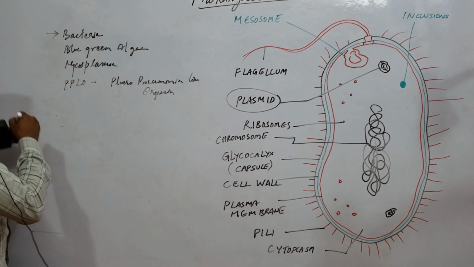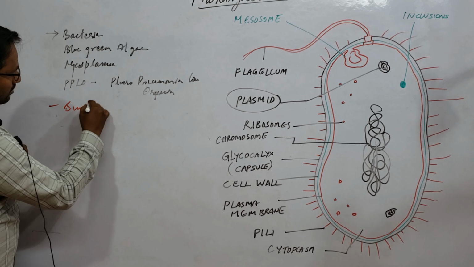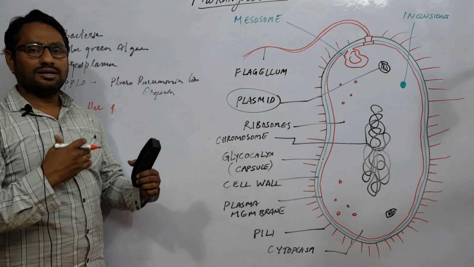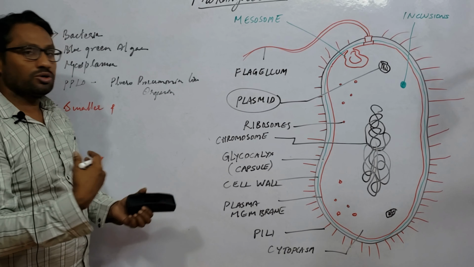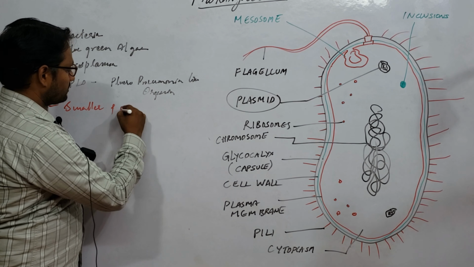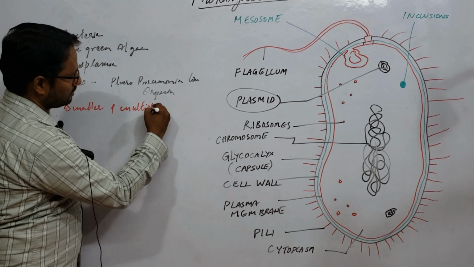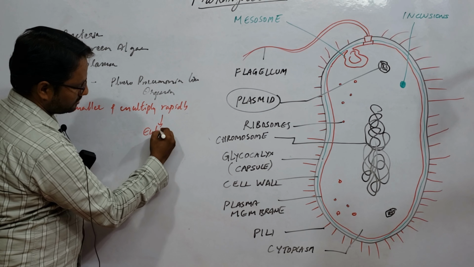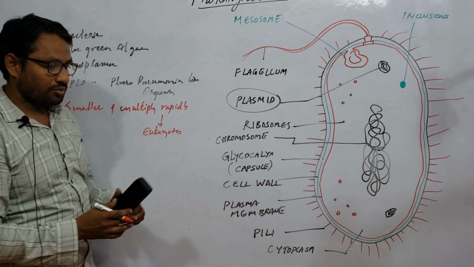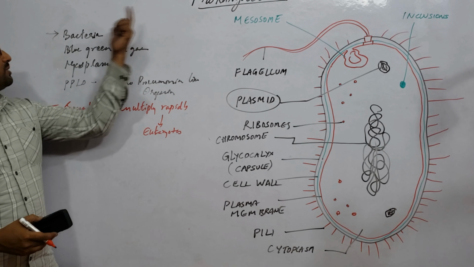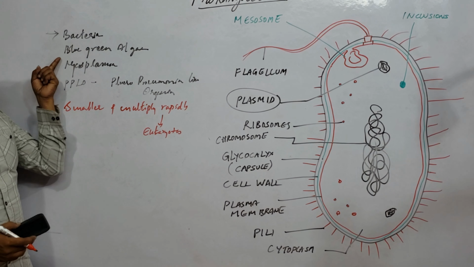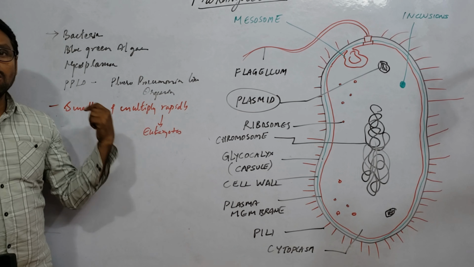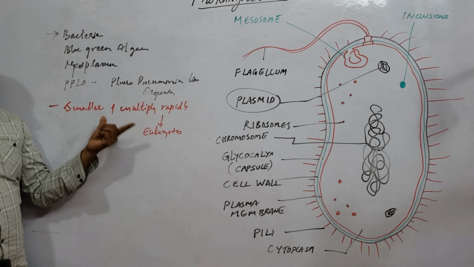They are smaller and multiply rapidly, meaning they multiply into cells more rapidly compared to eukaryotes. So prokaryotes, represented by bacteria, blue green algae, mycoplasma and PPLO, that is pleuropneumonia like organisms, are smaller and multiply rapidly.